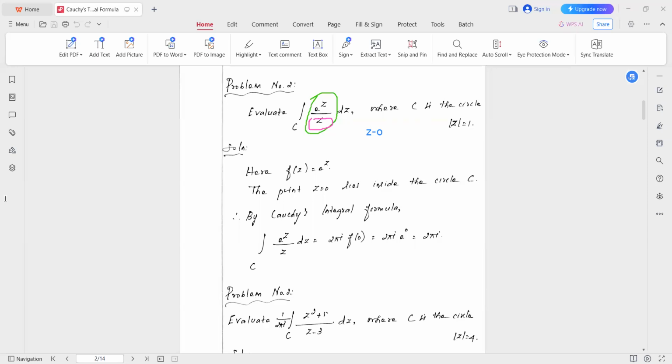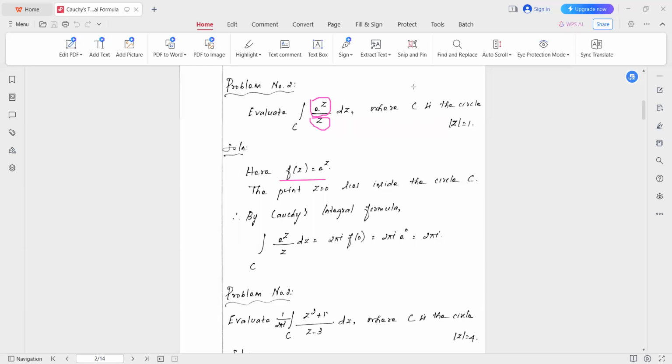If you substitute the value 0 in this place, clearly the analytic fails, isn't it? So therefore, 0 is the point where the analytic fails. So what is the remaining thing? e power z. So we take f of z as e power z. Next, what we need to do? We have to check whether the point 0 lies inside the circle or outside the circle.